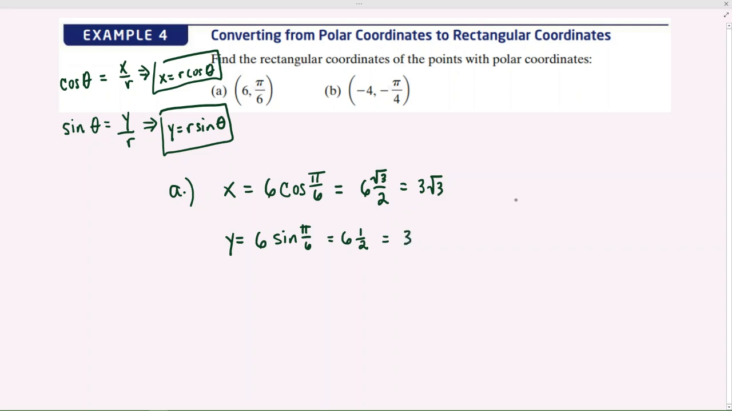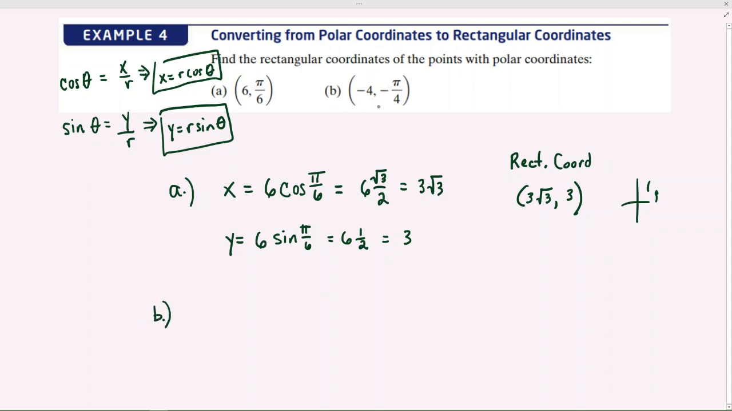So the sine of pi over 6 is 1/2. So that's 3. Okay, so the Cartesian, or the rectangular, for A is going to be 3 times the square root of 3 is the x component, and 3 is the y component. Now in a rectangular coordinate, that lands in quadrant 1 because they're both positive. And then pi over 6, the angle is within quadrant 1, and the direction is positive. So this syncs up with our thinking about that.